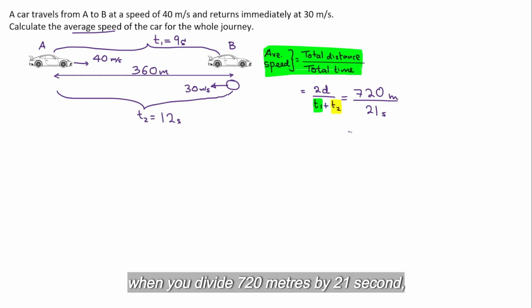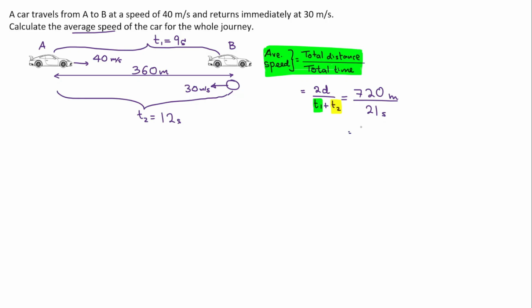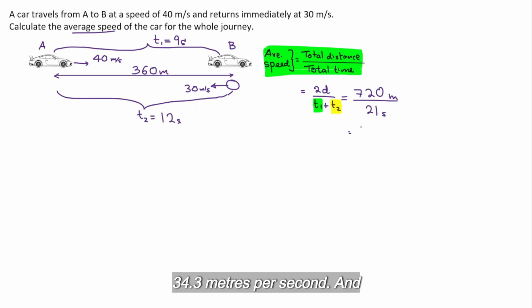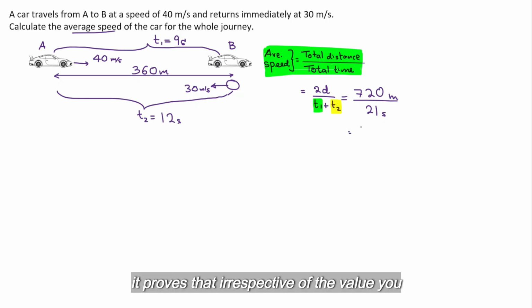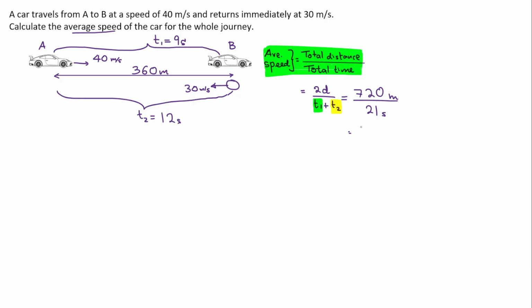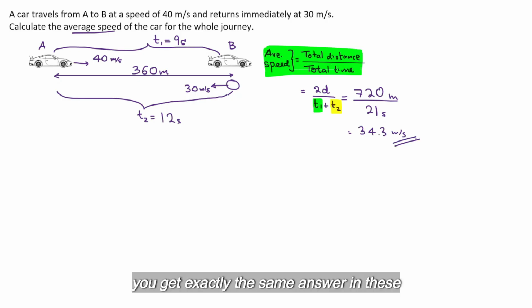And when you divide 720 meters by 21 seconds, you again get 34.3 meters per second. And it proves that irrespective of the value you assume for d, you get exactly the same answer in these types of questions.